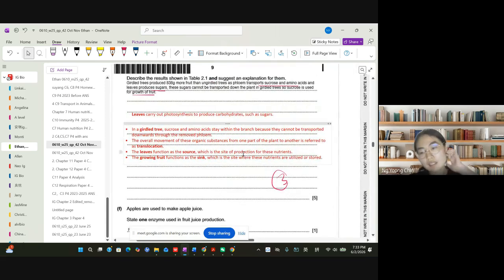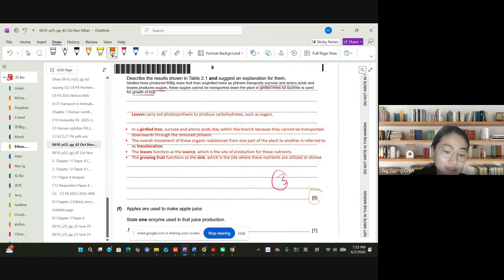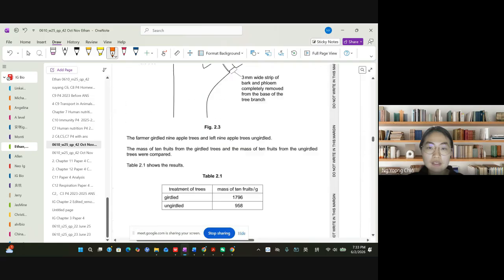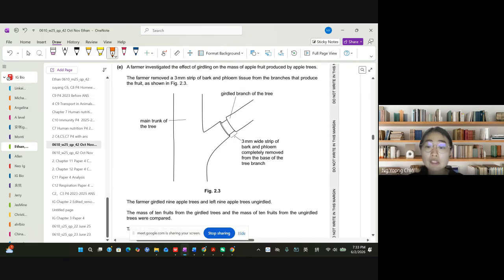Just for this one, you can see, whenever they give you a 5 marks question, your answer should have at least 5 important points. Okay, 5 keywords. So you can see for this one, it is talking about the translocation. That's why you should mention the word translocation from the source to the sink.